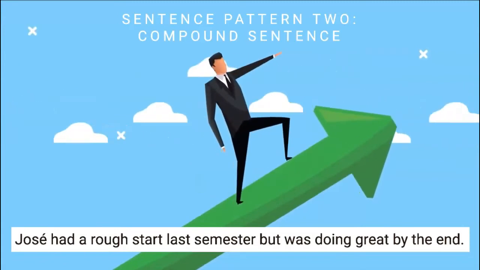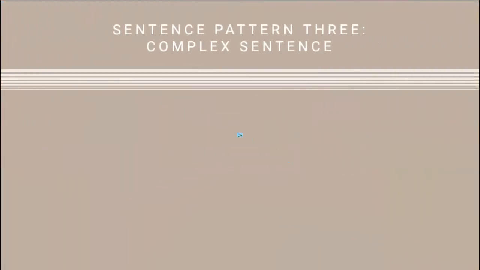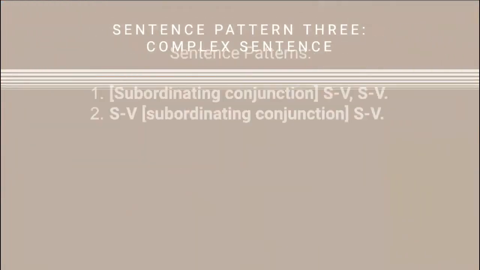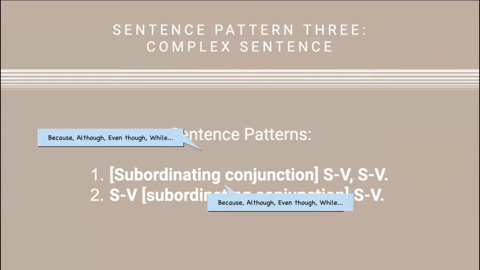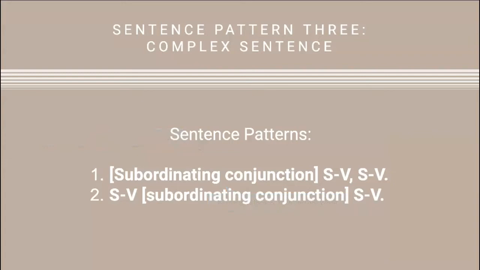Sentence Pattern 3. Complex sentence. Complex sentences consist of an independent clause and a dependent clause. These types of sentences can be made in a variety of ways. One way is to use a subordinating conjunction. Any clause that begins with a subordinating conjunction is a dependent clause. This dependent clause can then be joined to an independent clause to make a complex sentence.